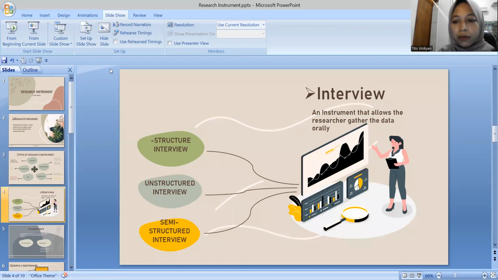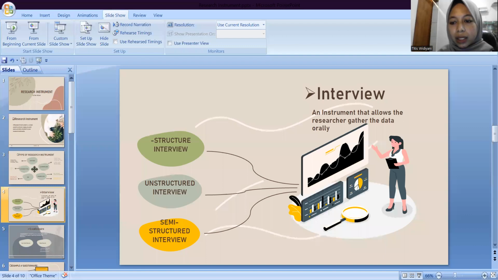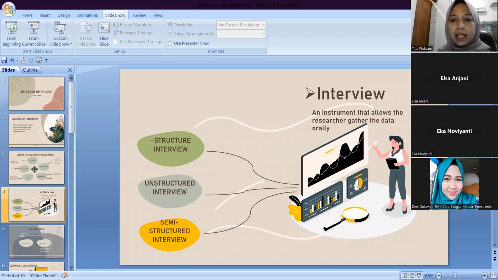Okay, for further information about interview. Interview is an instrument that allows the researcher to gather the data orally. So it is usually used by giving some questions to the respondent orally. They want to know about her feeling, thinking, experience, opinion that cannot be observed. So you use interview. It is divided into 3.